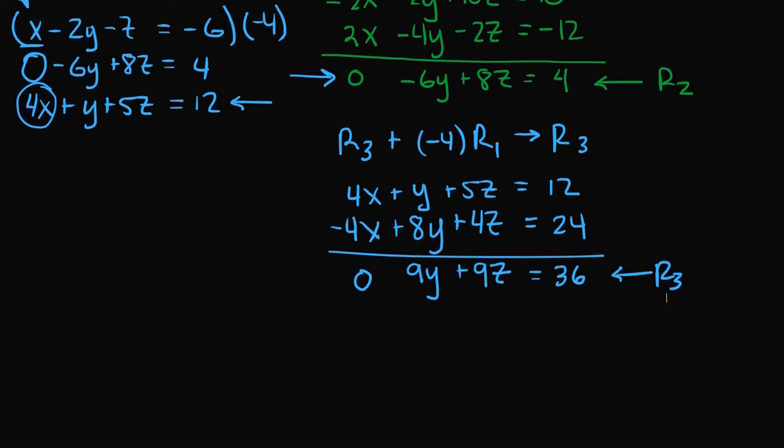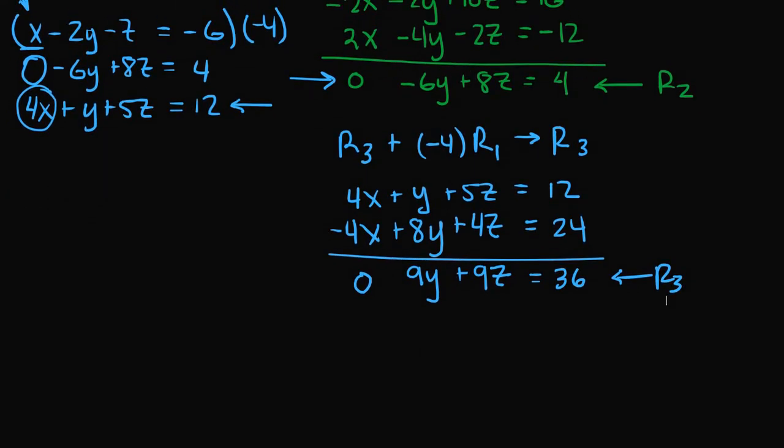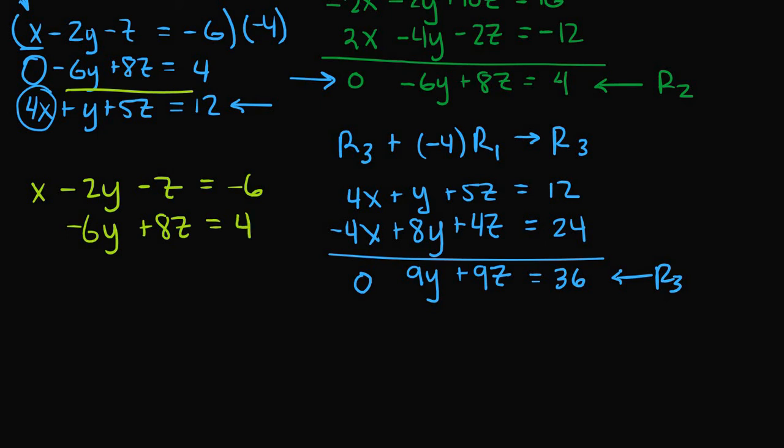And if I scroll down again, I'll just do it here. Our new equivalent system is x minus 2y minus z is equal to negative 6. And then R2 was just this up here, negative 6y plus 8z is equal to 4. And then finally our new equation 3, or R3, is 9y plus 9z is equal to 36. Great, so now we have a 0 term here and a 0 term here, right?